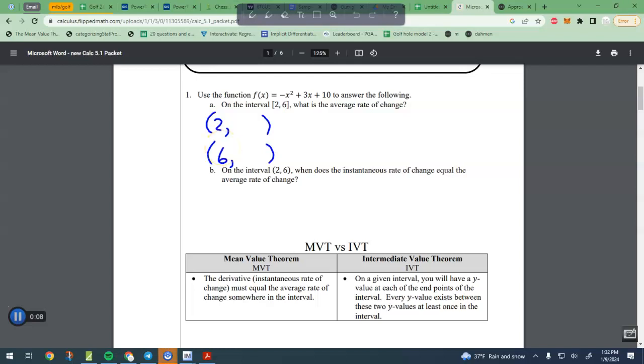Just plug in. So like if I plug 2 in here, -4 plus 6 is 2, so that'd be 12. And if I plug 6 in, I believe that's -8.